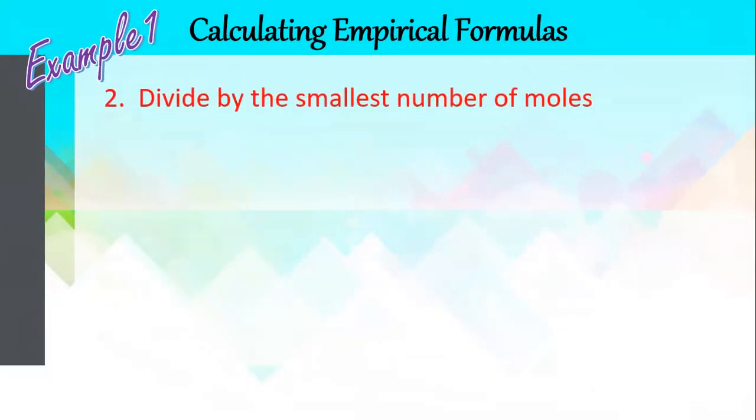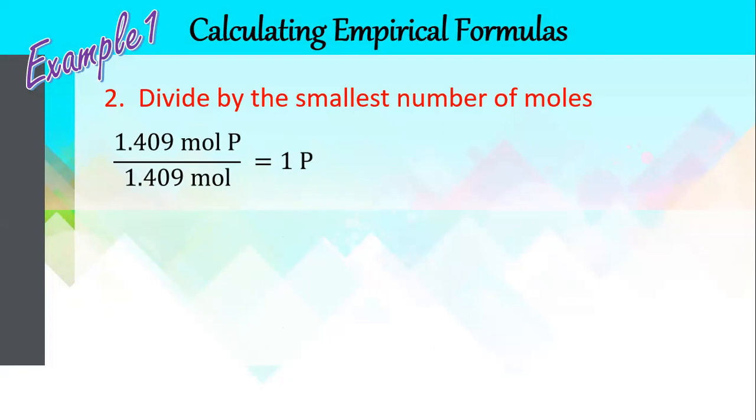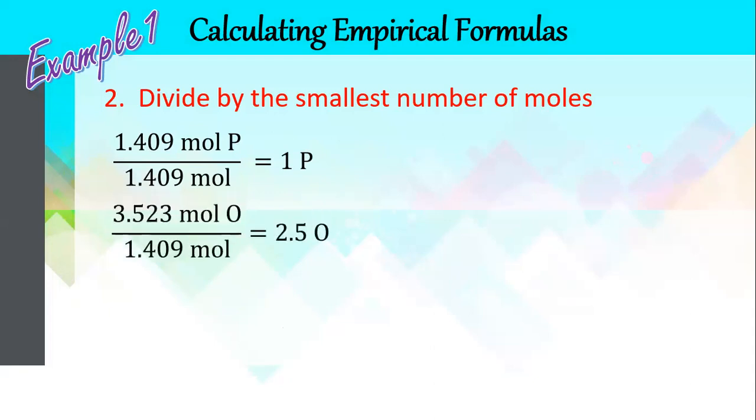Okay, so the next step is to divide each mole value by the smallest number of moles, which is 1.409. Then we get a ratio of 1 for phosphorus and 2.5 for oxygen. Since we did not get a whole number ratio for oxygen, we find an integer that would make it a whole number.